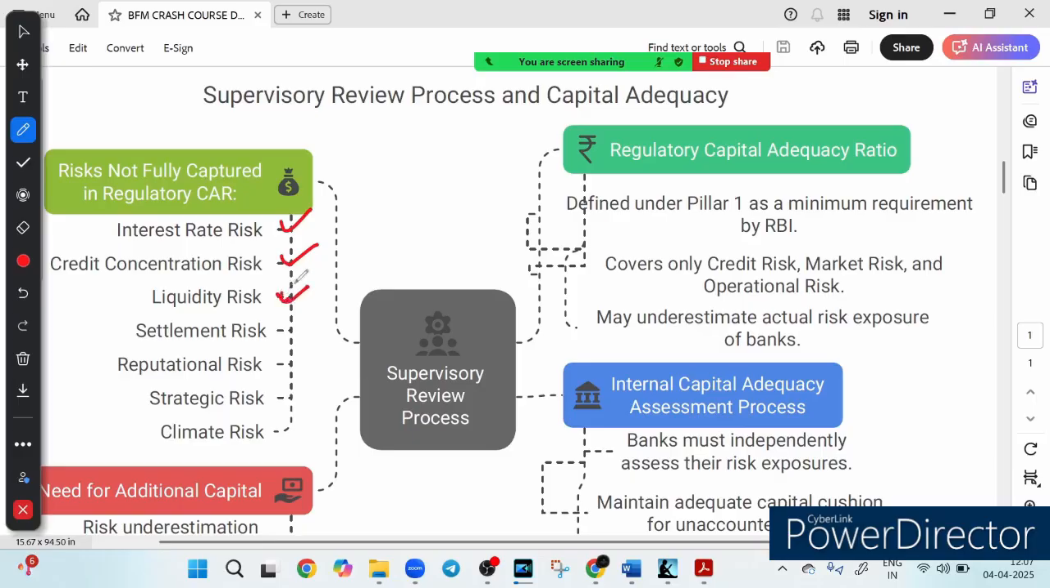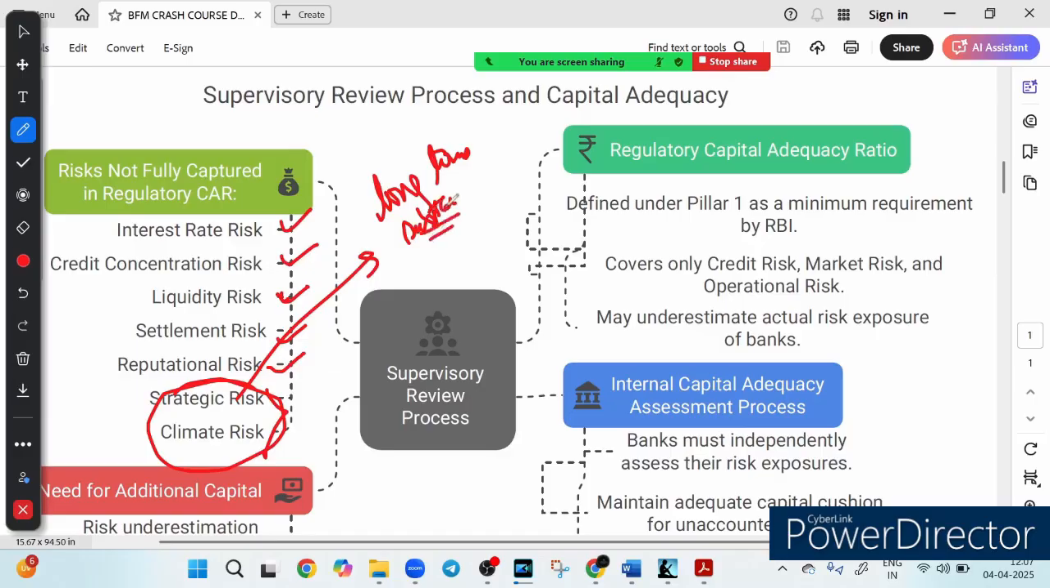Liquidity risk is not covered under it, which is the ability to meet obligations on time. Settlement risk, ensuring smooth financial transactions. Then we have reputational risk, as the bank's trustworthiness always matters. Strategic risk and climate risk. These kinds of risks are long term; they ensure long term sustainability and external impact.